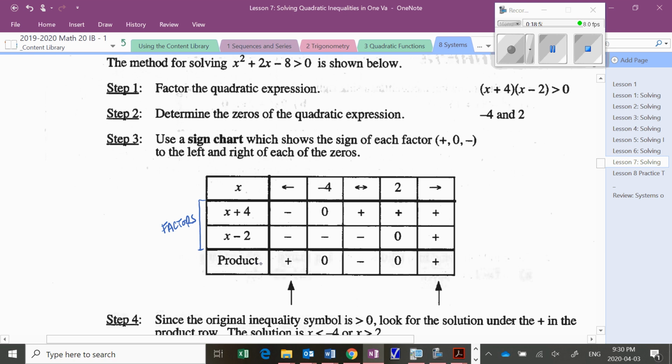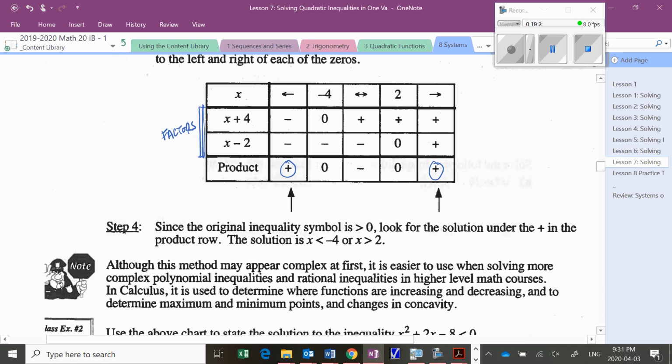And now the product of your factors: negative times negative is positive. 0 times a negative is 0. Positive times negative is negative. Positive times 0 is 0. Positive times positive is positive. And so at the end of the day, we are looking for this product of these factors greater than 0, meaning we're looking for the positive products, and that happens in the interval that is less than -4 or greater than 2.